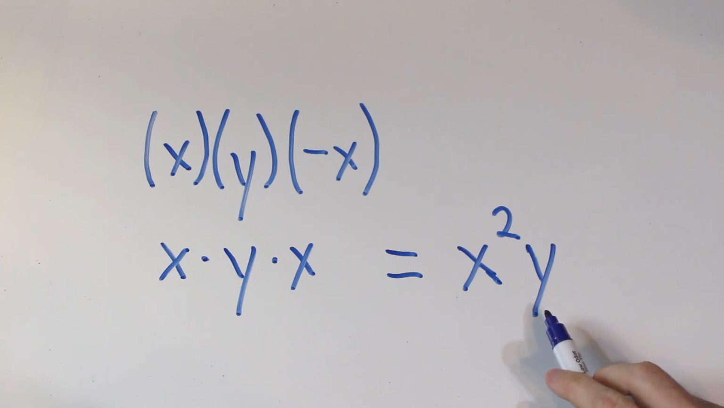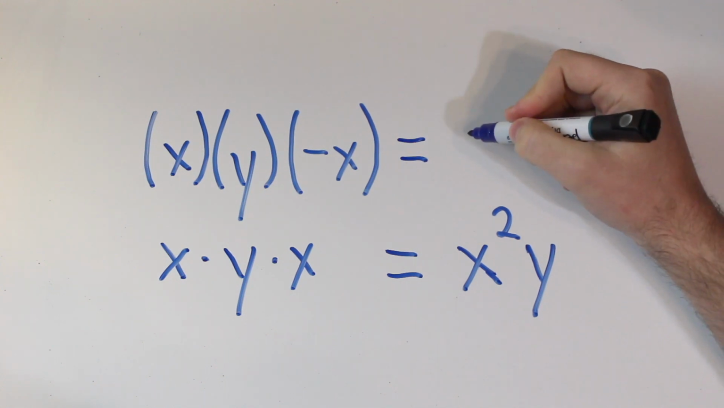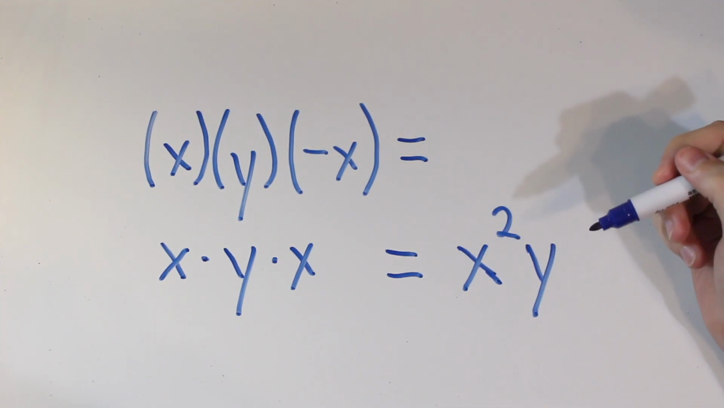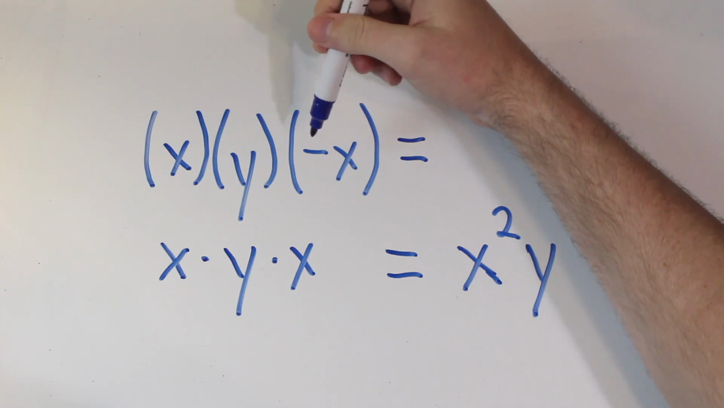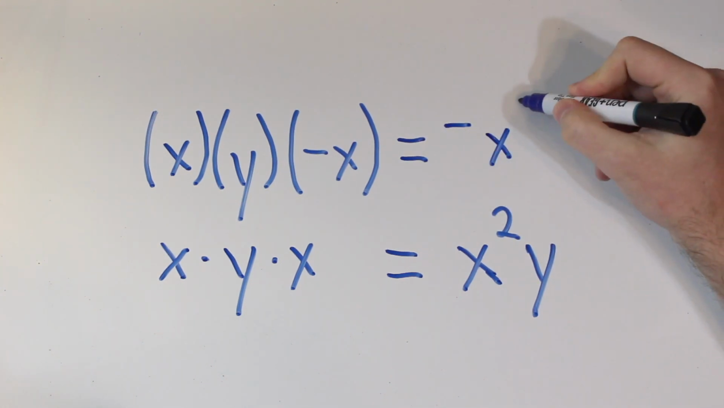Now, should our answer be positive or negative? Well, if the number of negatives being multiplied together is odd, then our answer must be negative. And we have one negative, which is an odd number. So this answer will be negative x squared y.